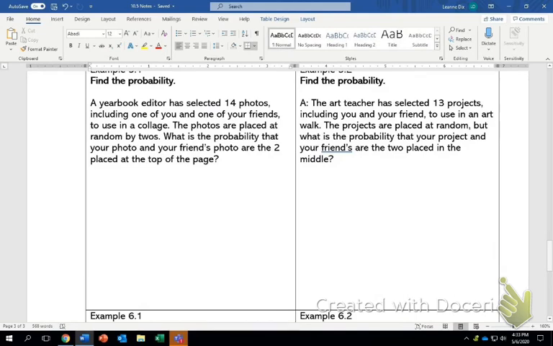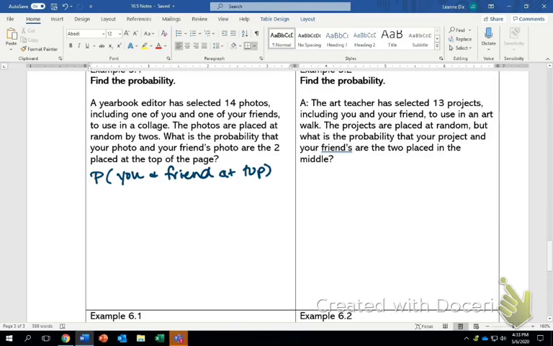So now we'll do some probability with combinations. Example 5.1 says a yearbook editor has selected 14 photos, including one of you and one of your friends, to use in a collage. The photos are placed at random by 2s. What is the probability that your photo and your friend's photo are the 2 placed at the top of the page? All right, so this one we would say, what is the probability of you and your friend being at the top?